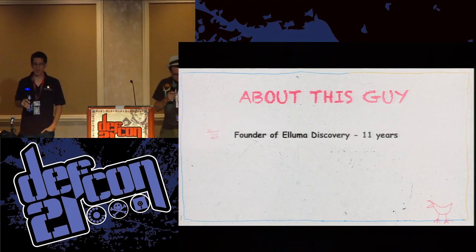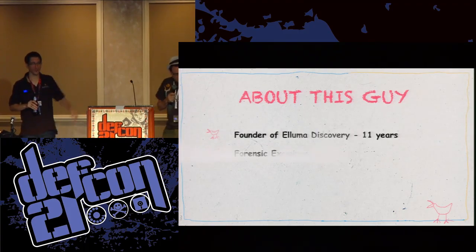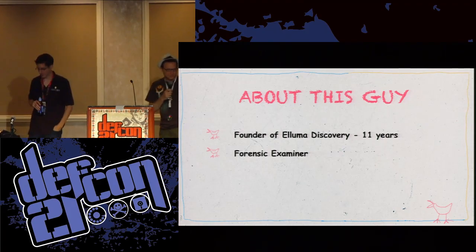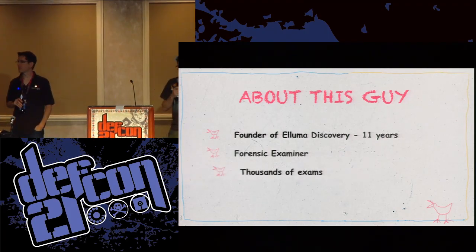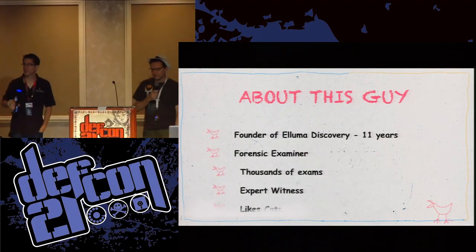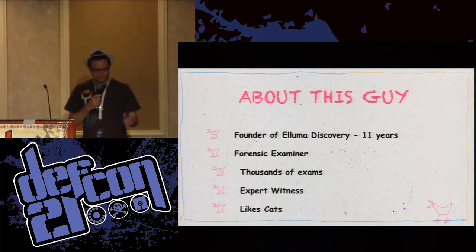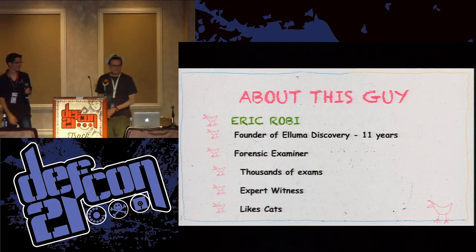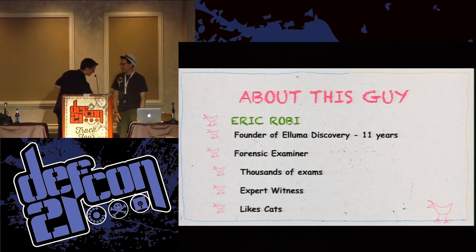I'm this guy over here. I founded an e-discovery company about 11 years ago. I'm a forensic examiner. I have done thousands and thousands of exams. I'm also an expert witness in state, federal court, etc. And I like cats. And my name is Eric Robi. Hi, Eric. Hi.